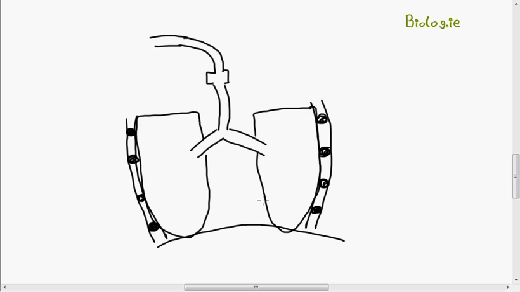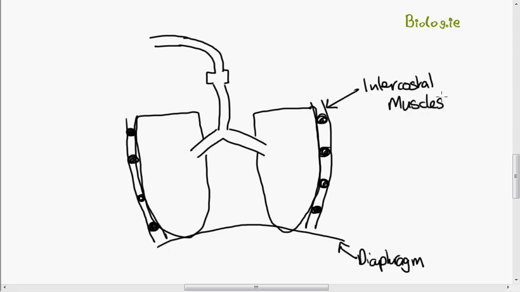So here's our diagram of the lungs with the diaphragm, got our label. It's very important to label your diagrams. I am going to only label the muscles in this case, because that is what is important. The intercostal muscles. So let me just explain when a muscle contracts.